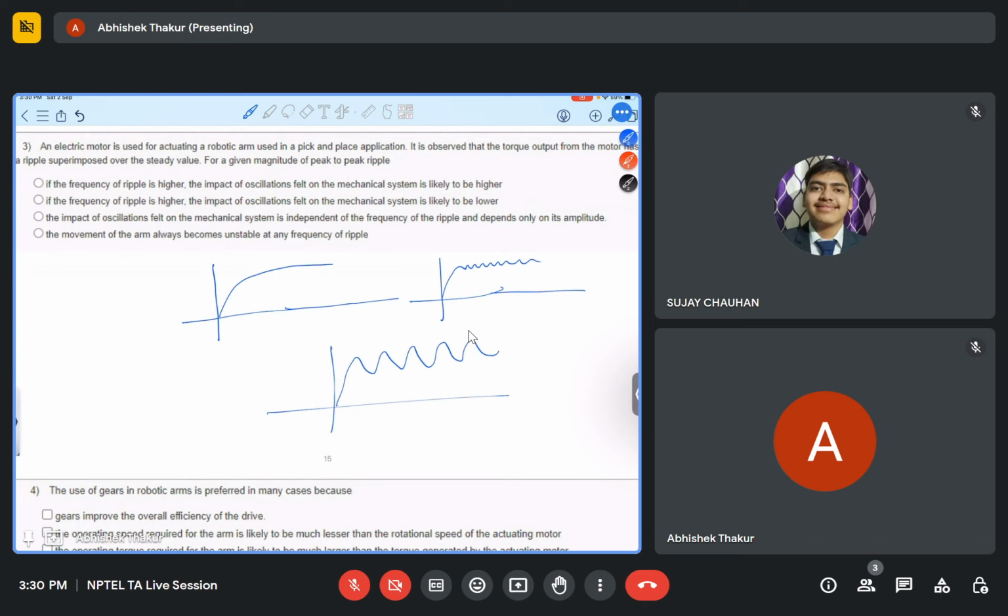Okay. So the first option is: if the frequency of ripple is higher, the impact of oscillation felt on the mechanical system is likely to be higher. So whenever the frequency of ripple is higher, the impact of oscillation felt on the mechanical system is likely to be higher. The other option: if the frequency of ripple is higher, the impact of oscillation felt on the mechanical system is likely to be lower.